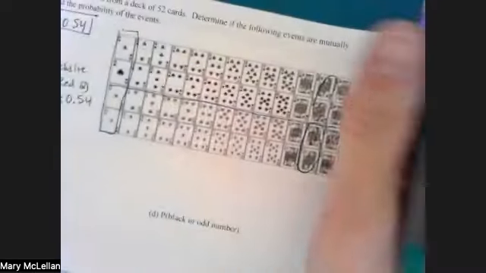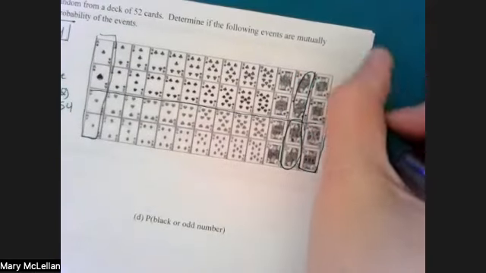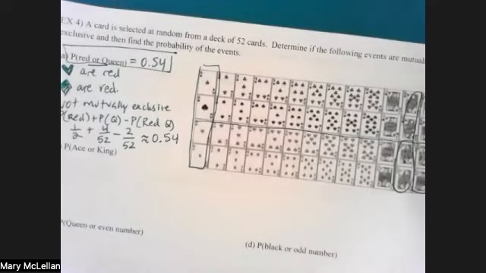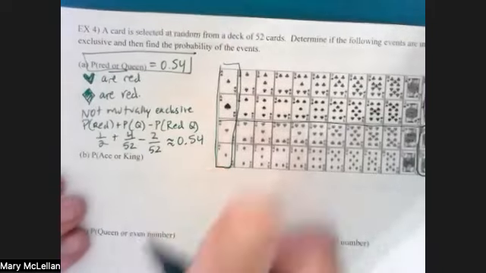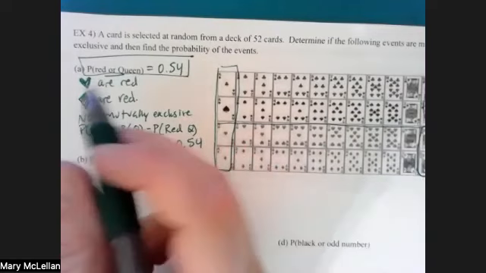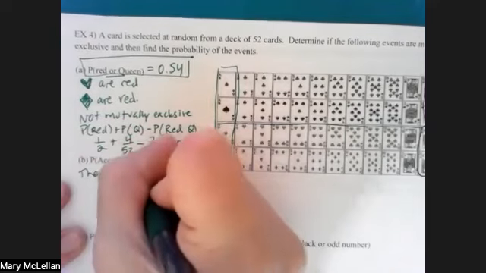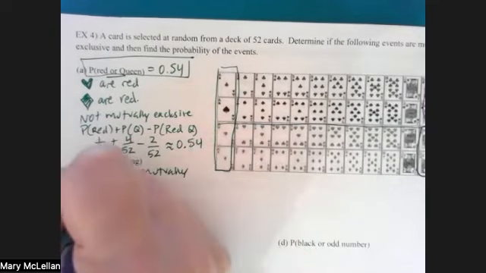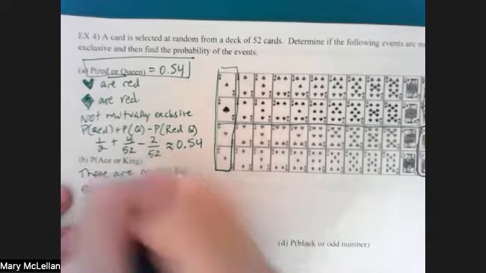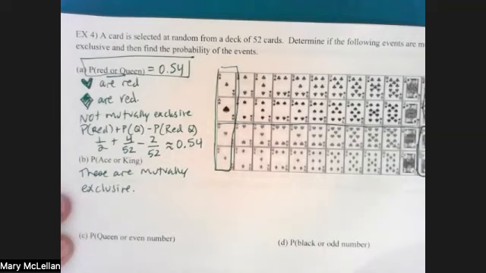Okay, let's look at the next probability. Probability of ace or king. Now, there are 4 aces and there are 4 kings, and look, there's no overlap. Since there's no overlap, these are mutually exclusive. These are mutually exclusive because there's no way for a card to be both an ace and a king.